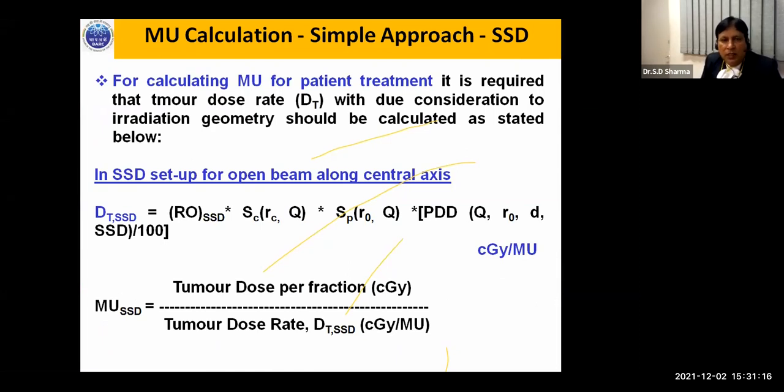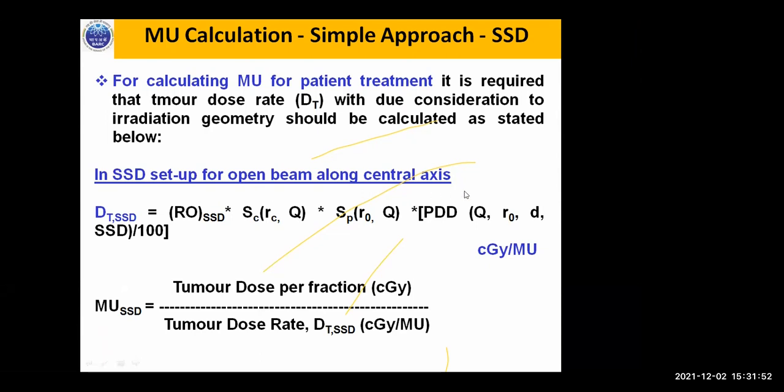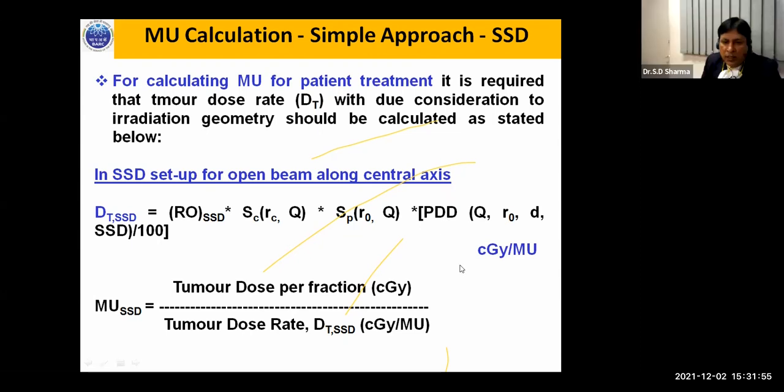Now we'll start with a simple approach for monitor unit calculation. For calculating monitor unit for patient treatment, the tumor dose rate with consideration of the radiation geometry should be calculated. And this we can show using the following example. For example, you can see here. Now we are interested in calculating monitor unit for the SSD setup of treatment for an open beam along the central axis, and assume that the point of interest is located at the central axis.